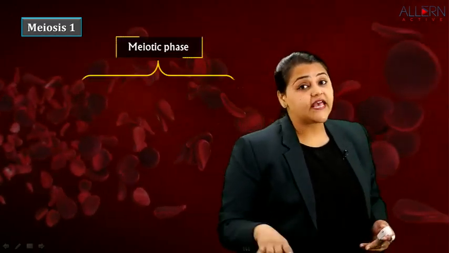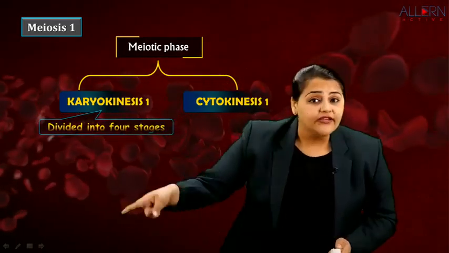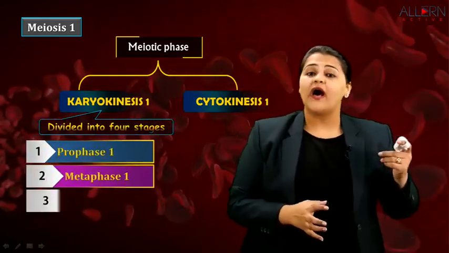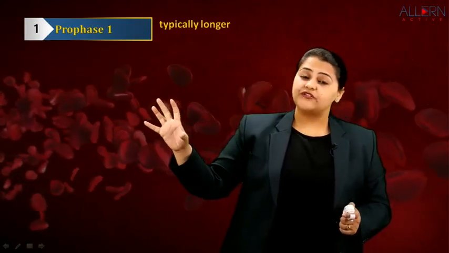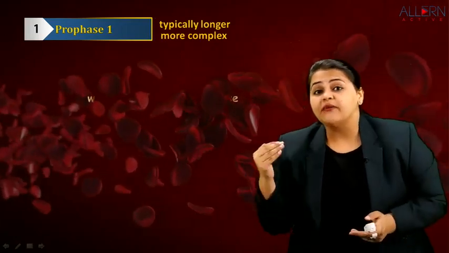Now when you talk about meiosis 1, it is very different. Of course, it is going to have the normal stages of PMAT, that's prophase, metaphase, anaphase, telophase, but at the same time, it is going to be very different. So let's see. We have the meiosis 1 meiotic phase as karyokinesis 1 and cytokinesis 1. Karyokinesis is divided into the 4 stages of PMAT, that's prophase 1, metaphase 1, anaphase 1, telophase 1. The first stage is prophase 1, but the problem is that this prophase 1 is typically longer. It's going to be a very long cycle and it is going to be more complex.